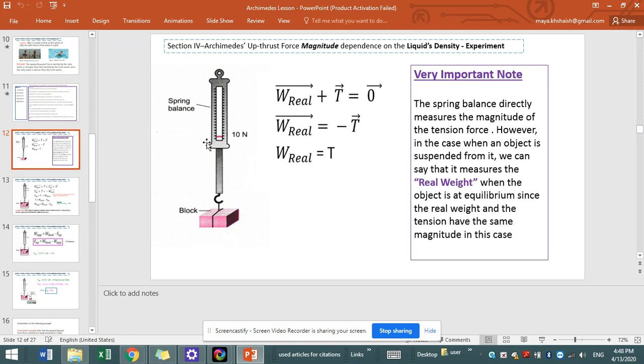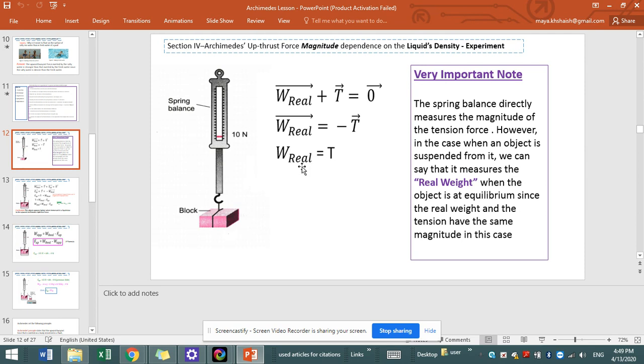So in this part, we have a block suspended from a spring balance. The spring balance indicates in this case 10 Newton. What does this value represent with respect to the block? We know that the block, being at equilibrium in this case, is under the effect of two forces, which are the weight and the tension. So the real weight vector plus T vector equals 0 vector, since the block is at equilibrium. So W real vector equals minus T vector. Then as a magnitude, the W real, or the real weight, is equal to tension.